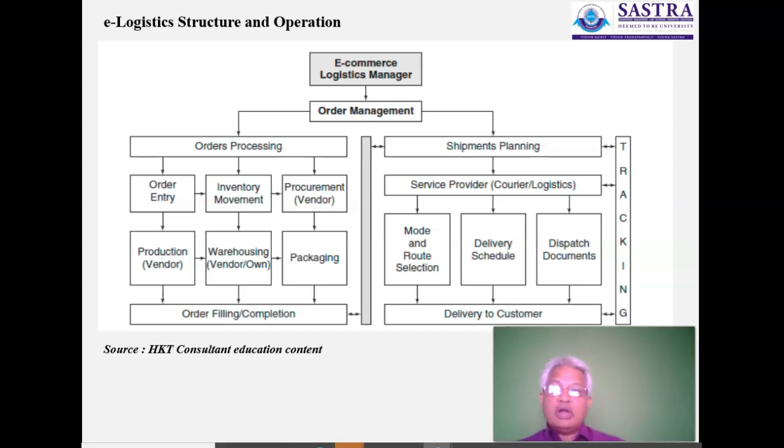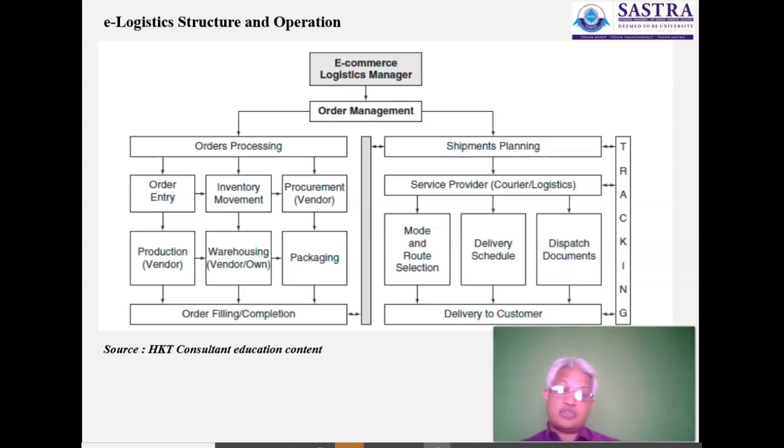Once the order entry is made, we also see a right hand arrow with inventory movement. Inventory movement is moving the inventory from maybe a vendor's location or from a location inside a warehouse to the designated packing area. So, this involves where the goods have to be stored, that is in your warehouse.